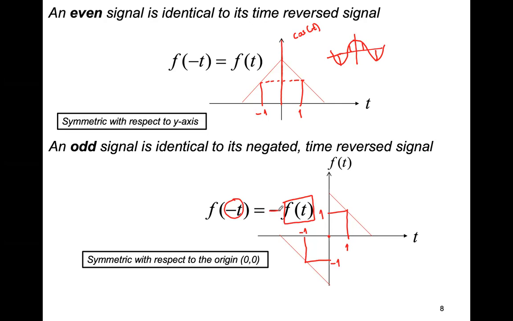Okay, that's critical here. For example, a sine wave, a sinusoidal wave, or sine of t is going to be something like that. And here, if I take the value here, let's say at 1 second, at minus 1 second, the value will be negated, it will have the opposite sign. Okay, sine of t will be an odd signal.